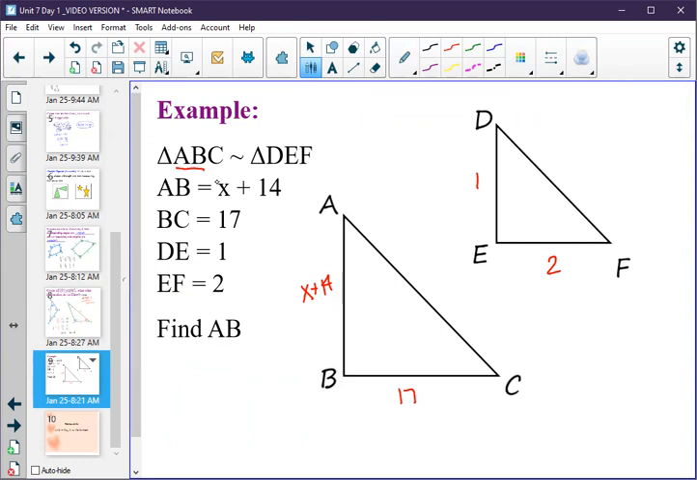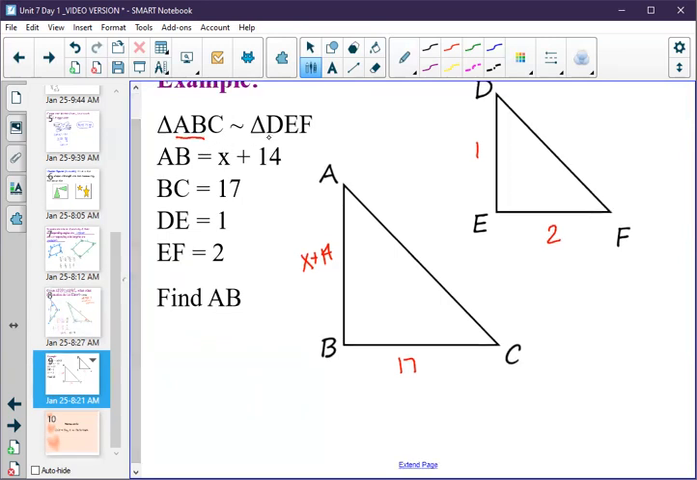So I'm going to set up my ratios first. So AB and DE correspond. And then I know what BC is. So I'm going to use that to help me. BC corresponds with EF. So now that I know what my sides are called, I'm going to fill in the numbers that I know. So AB is x plus 14. DE is 1. BC is 17. EF is 2.